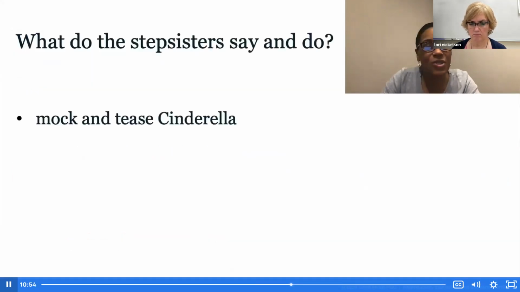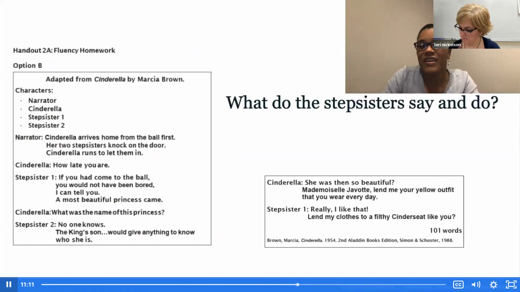I wonder, did you say that the stepsisters mock and tease Cinderella? I'm sure you probably did. So let's record that as our first piece of evidence. It will help us form an opinion about what kind of people the stepsisters are. Now, let's collect some more evidence to help us form an opinion about what kind of people the stepsisters are.